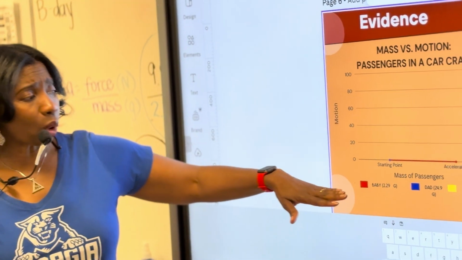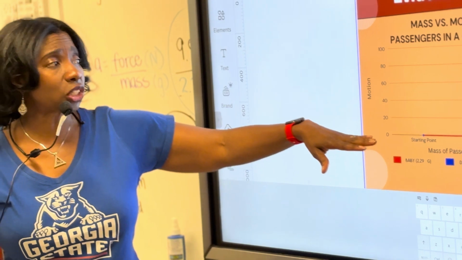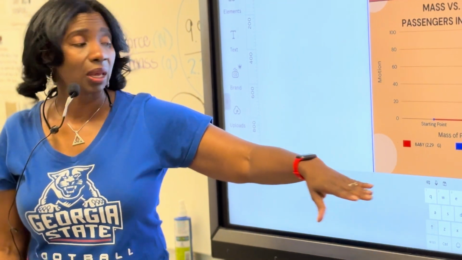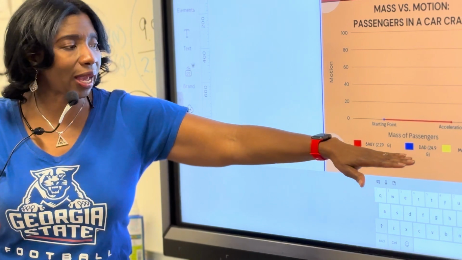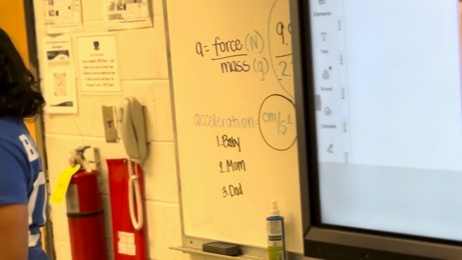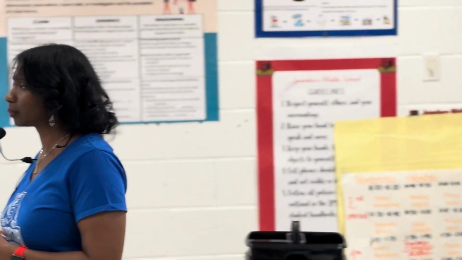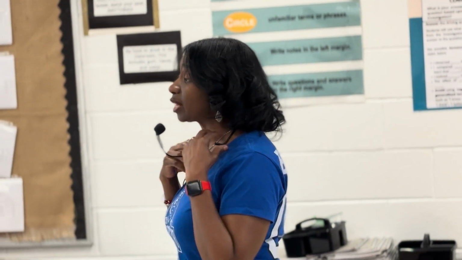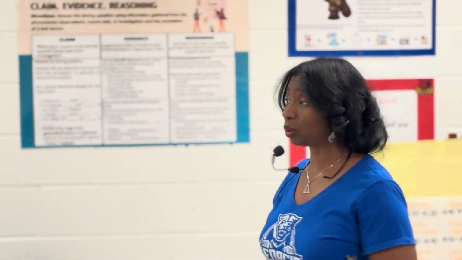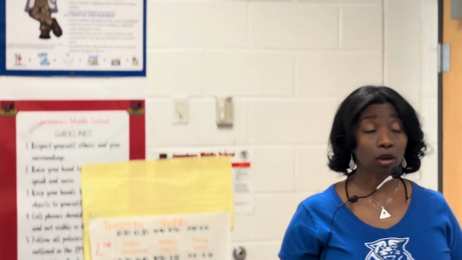So now what we're going to do is we're going to actually enter the acceleration. Can somebody tell me, why would I enter in the mass of the passengers if I'm looking at a graph? How would that be helpful? Now remember, we're getting ready to analyze this graph. Anyone? Keep that question in mind. I am going to come back to it.